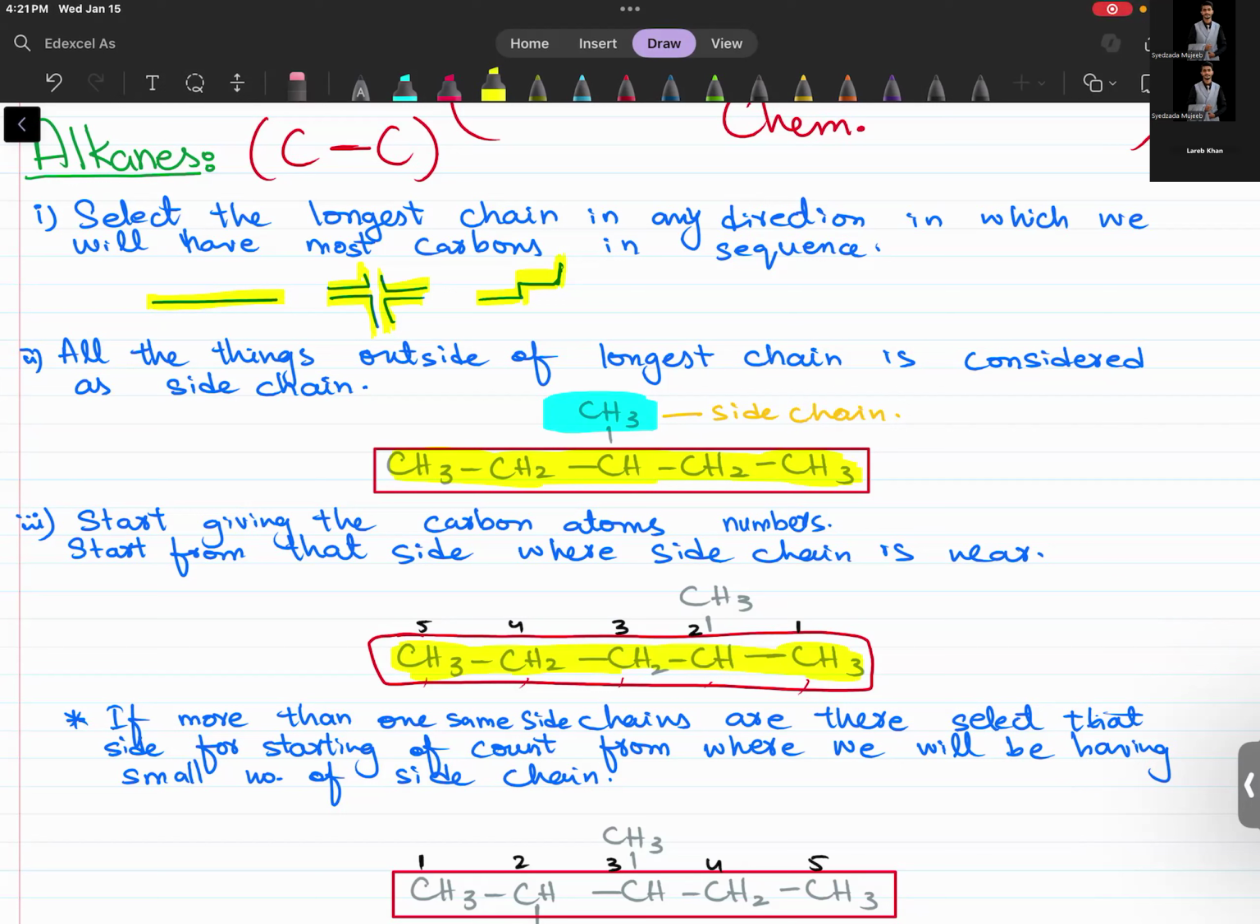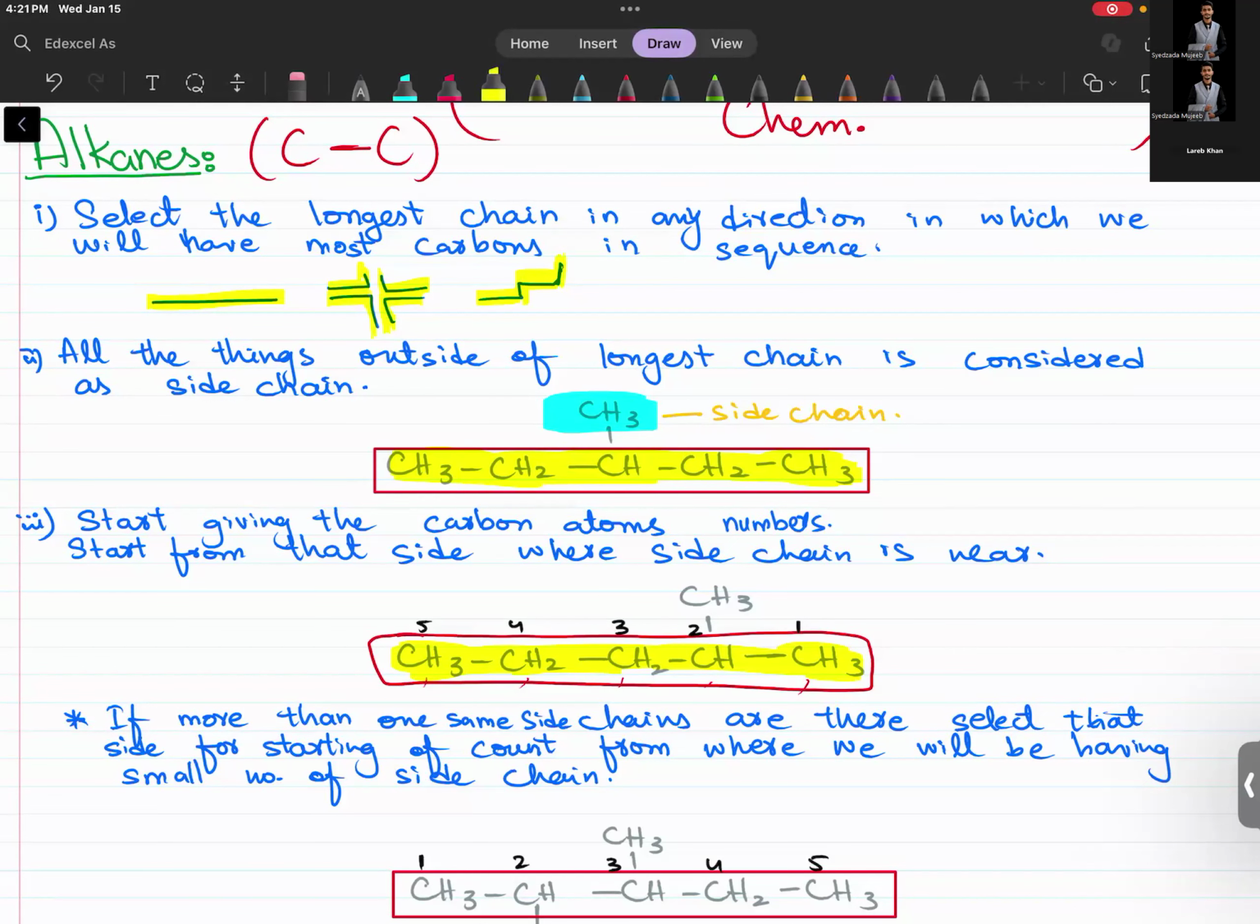As these are open chain compounds, one side is the start and the other side will be the end. You got my point? So right is always the starting? No, right is not always the starting. You have to see from which side the side chain is near, and go that way. You got my point? Okay, note down these points.